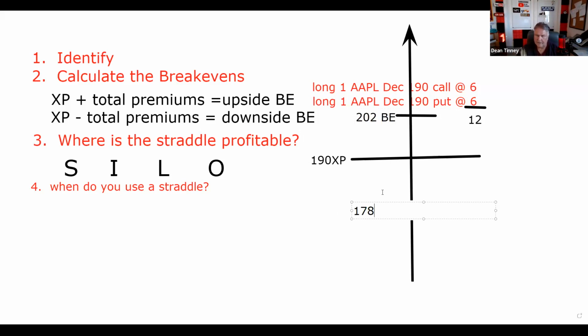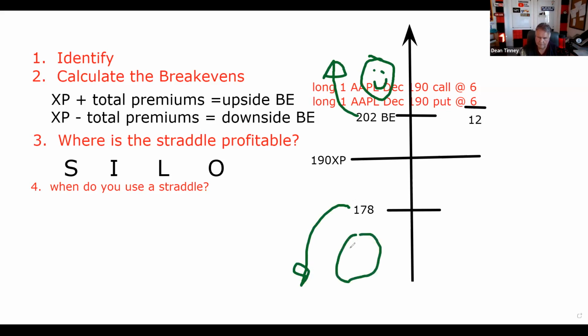And then we said, what we've got to be able to do is determine where it's profitable. Where is it profitable? Silo. Short inside, long outside. I want Apple to be above 202 or below 178. I need to be outside of that. I certainly don't want it in between these two numbers. That would be bad, right? I want it outside. The worst price would be 190 at expiration because I lose my 12 points. So that would not be bueno.